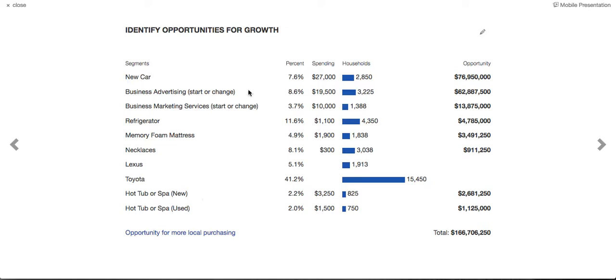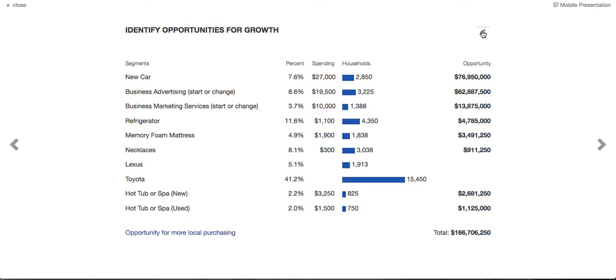And look at this. Furthermore, the agency can get new clients by consistently advertising with you. Why? Because 20% of your audience on average own or manage a business. That's over 3,200 opportunities they have for business advertising, and almost 1,400 opportunities for business marketing services.